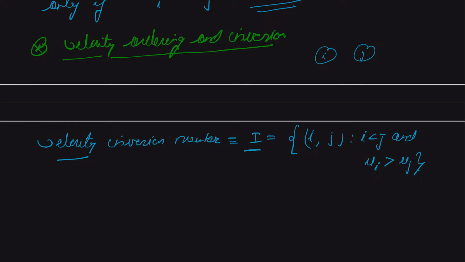So I should be behind j, but the velocity of I should be greater than the velocity of j. Only then will a collision take place between the two balls, I and j. And this counts how many out-of-order velocity pairs exist initially. We will discuss that later, but right now we are more interested in this velocity inversion number.